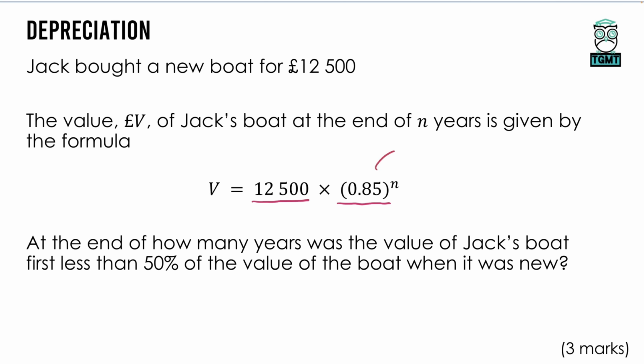Now 0.85 as a start is the decimal multiplier for 85%. Now if we are multiplying by 85%, that means the boat is going down by 15%. We can figure that out, of course, by doing 100%, the original value, take away 85, and that tells us it's going down by 15%. So in a question, if it said the value is going down by 15% or it depreciates by 15%, this is the multiplier that we would use, 0.85.